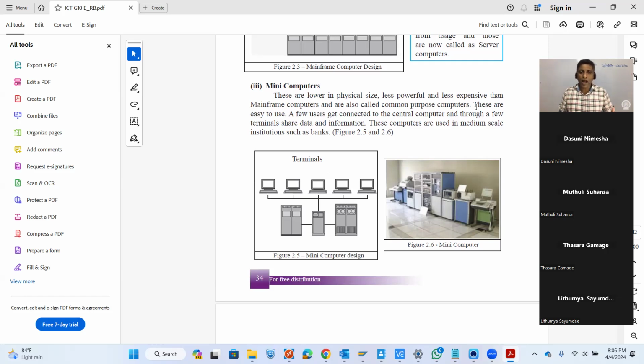So basically you need a high powered computer. It's very expensive to get a mainframe computer or supercomputer, right? So this is more than enough. So we can think of mini computers. It's very portable. Maybe we can keep these mini computers within a room, right? Less powerful and less expensive than the mainframe computer.